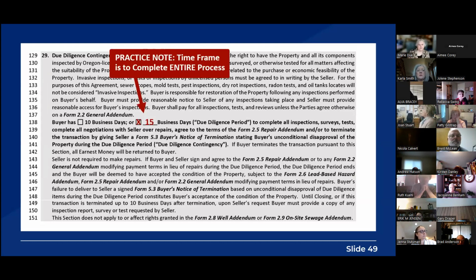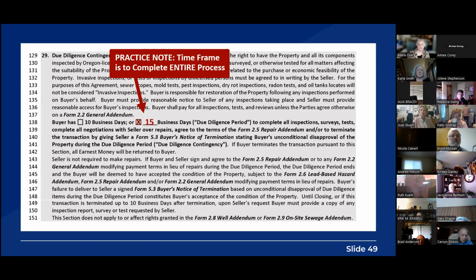Okay, practice, another note. The time frame to complete the entire process is 15 business days. You have your inspections, your repair requests, and a counter request for repairs. You do all of those things within those 15 business days. We're used to that standard of practice, so keep that in mind.